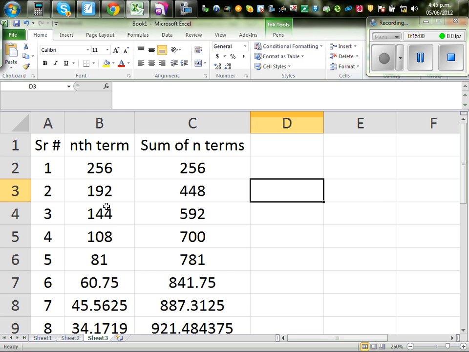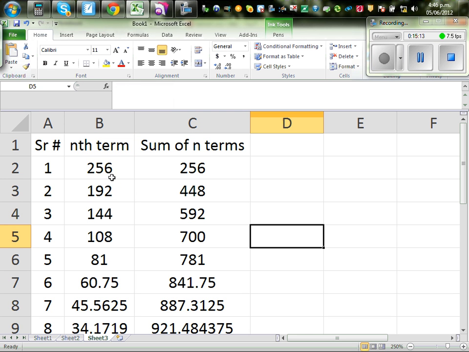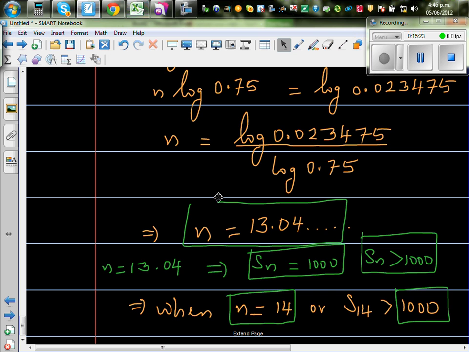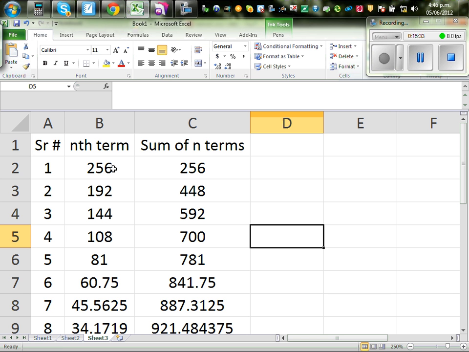You can do the same problem on Excel. So as I told you, your A is 256. And if you can see the formula here, this number is this number times 0.75. So can you see this number is getting smaller and smaller? In other words, this is 25% less than the previous one. I hope you understand, when your common ratio is 0.75, the numbers are decreasing by 25%. So 256 take away 25% is 192. Okay, you can check that. Or 192 is 75% of 256. So there is a reduction of 25%.